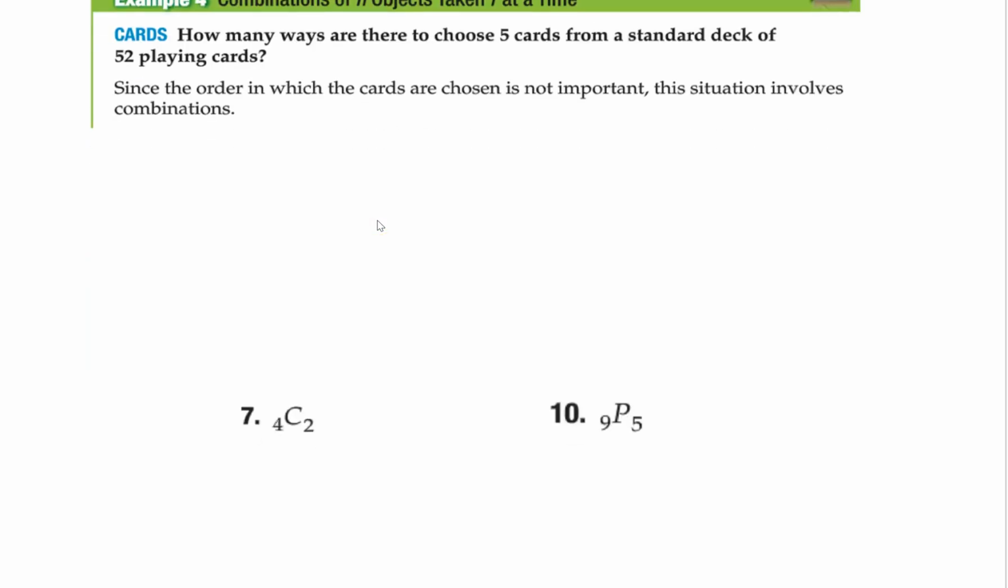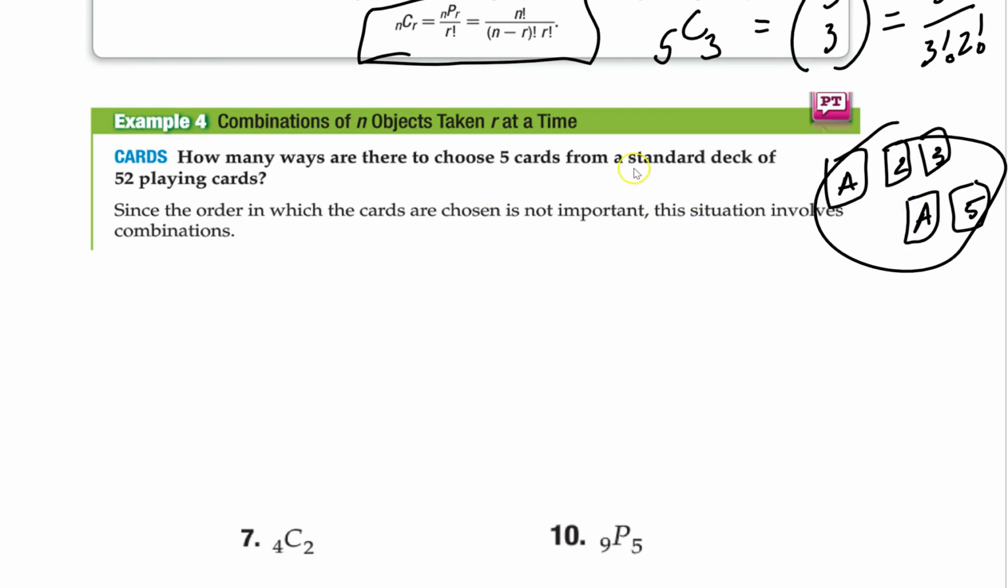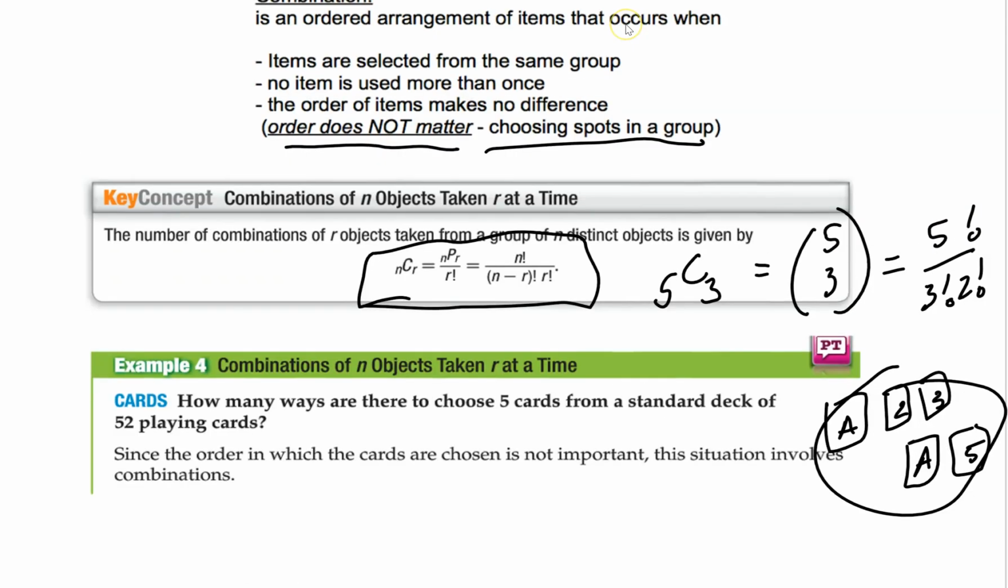So let's do an example here. How many ways are there to choose 5 cards from a standard deck of 52 playing cards? So in this case, it's like you're playing poker, you get a hand of 5 cards. It does not matter which card comes first, right? If you get an ace first, and then a 2, and then a 3, then another ace, and then a 5, you don't have to play in this order. You can rearrange it all you want. It does not matter what comes first. So that's a combination, right? You have a group of cards. If it's a group where order does not matter, we're going to use combination.